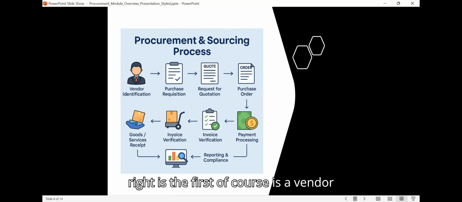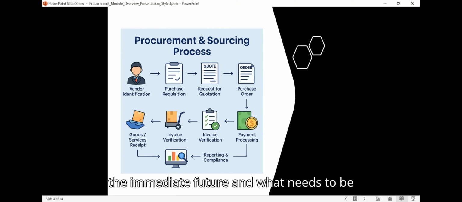First, of course, is vendor identification, right? Even before vendor identification, somebody has to trigger a requirement for purchasing raw material. This could be done in two ways. It could be an internal request raised within the internal department of the company, which we call a purchase requisition. If you're talking about a large-scale organization, there will be a sourcing department. They check the current availability of inventory, what the demand is for the immediate future, and what needs to be purchased.